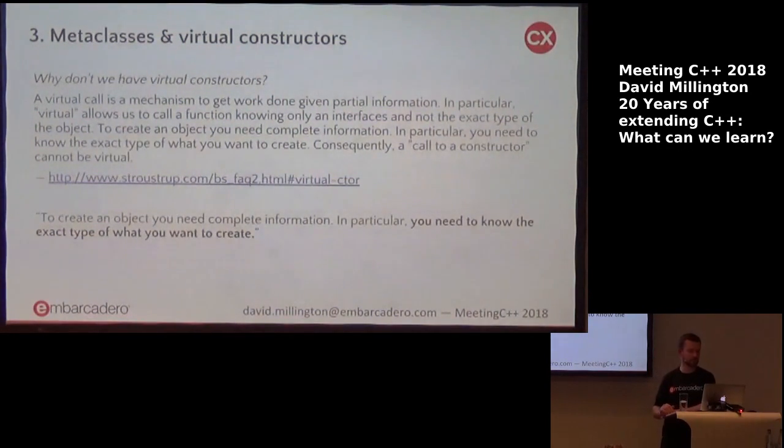This is from Bjarne Stroustrup's FAQ. So to quote from that, a virtual call is a mechanism to get work done given partial information. In particular, virtual allows you to call a function knowing only an interface and not the exact type of the object. To create an object, you need complete information. In particular, you need to know the exact type of what you want to create. Consequently, a call to a constructor cannot be virtual. So the key bit there is to create an object, you need complete information. You need to know the exact type of what you want to create. And that is where a metaclass comes in, because the metaclass is what provides that information.